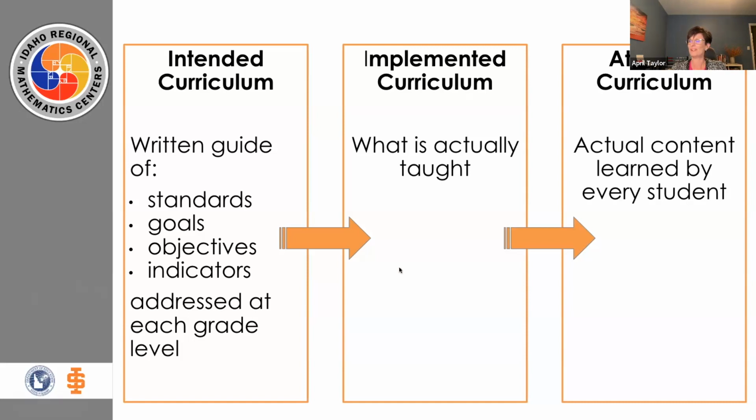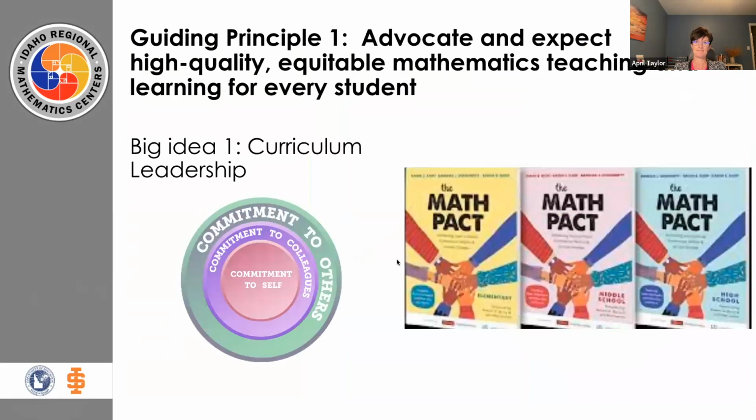Another really great resource is called Math Pact. There's an elementary book, middle school book, and a high school book. And this really helps to build both a vision and implementation of that intended curriculum. It focuses on vocabulary, representations, instructional strategies, and student engagement in those standards for mathematical practice. And it sets a structure and a protocol for how to create a whole school mathematical agreement. So those are some structures and protocols we can use with curriculum leadership.